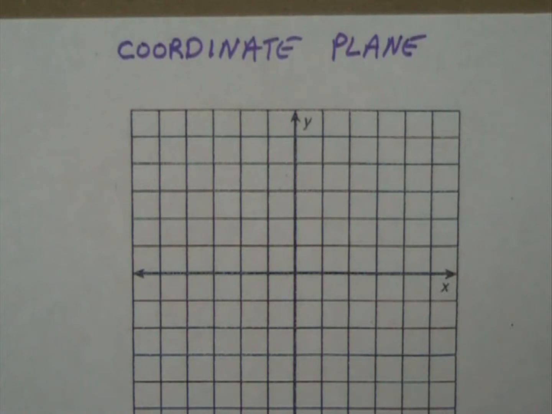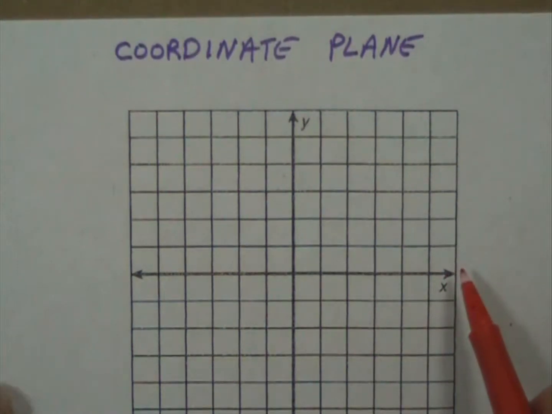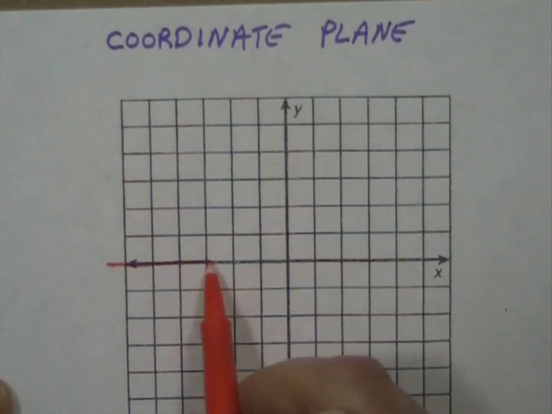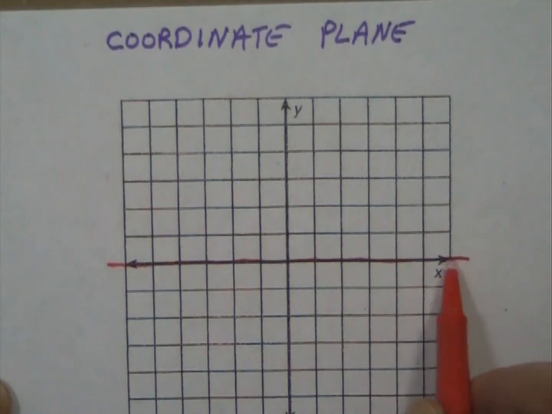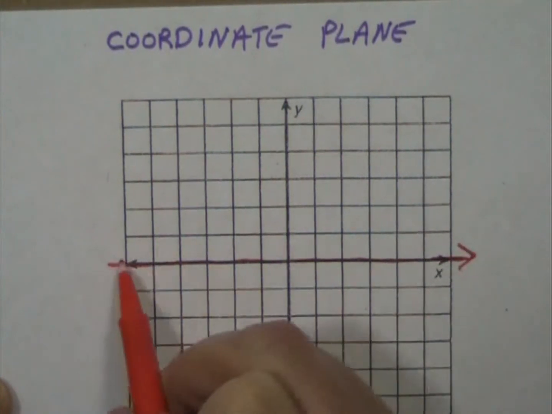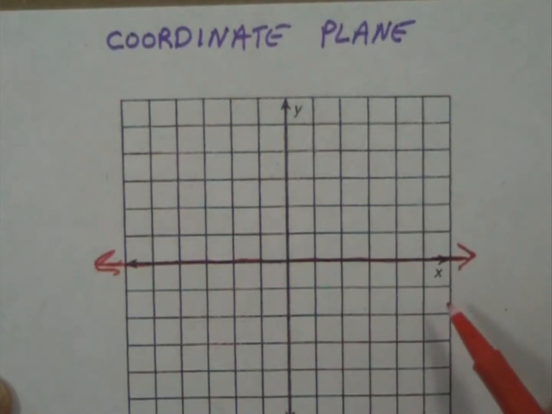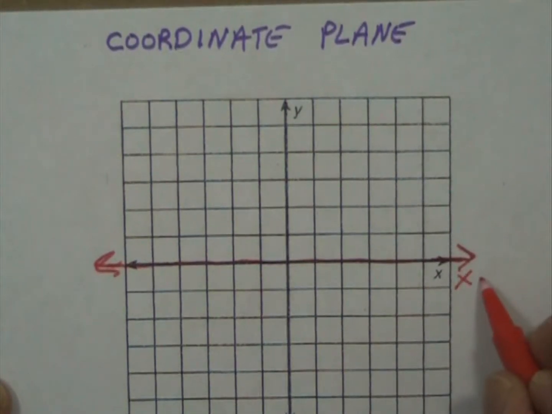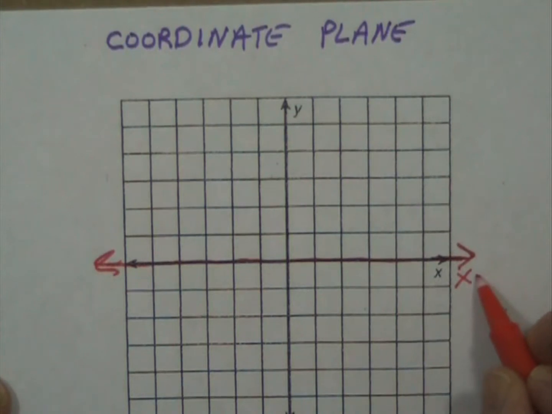Okay, now you may not see this on yours, but on mine I already have what we call the axis. There's two of them. There's one running sideways. It's basically a number line. Here it is right here. Goes both directions. And we call that our x axis, A-X-I-S.